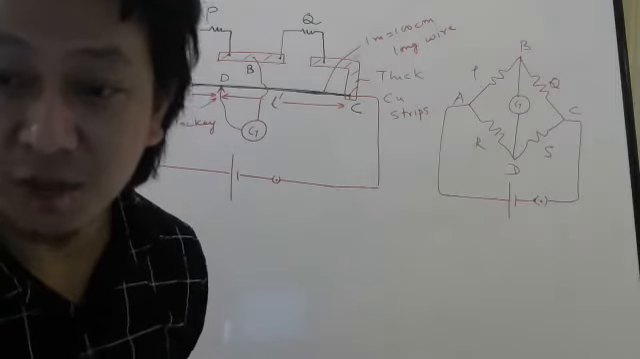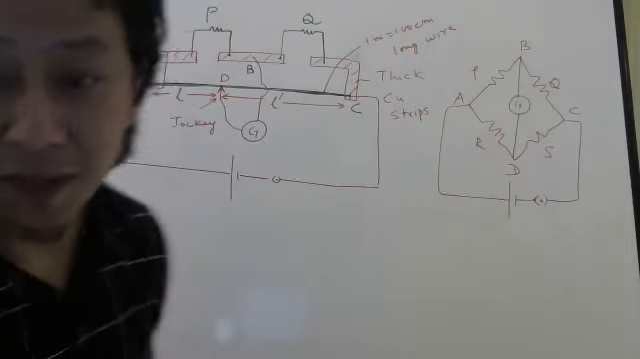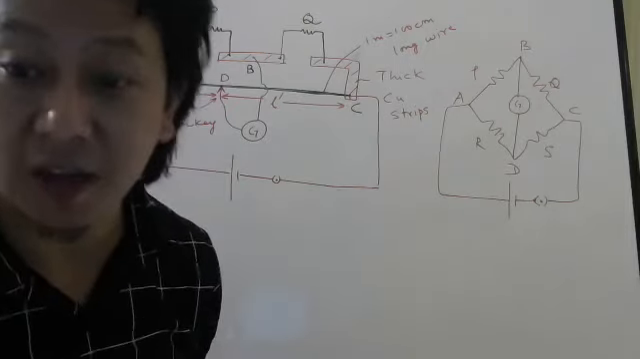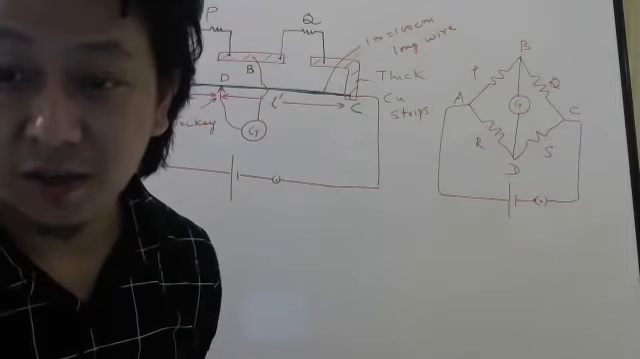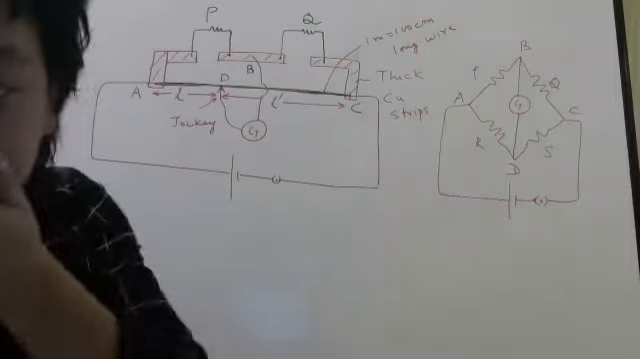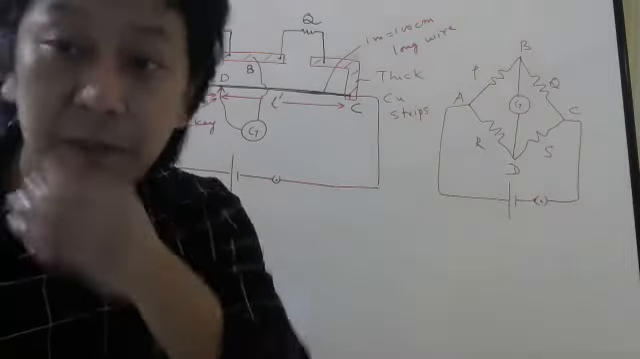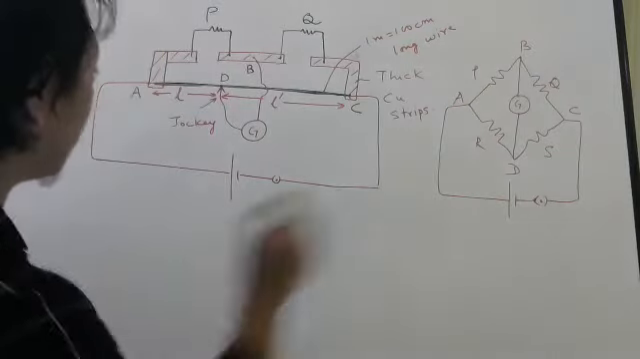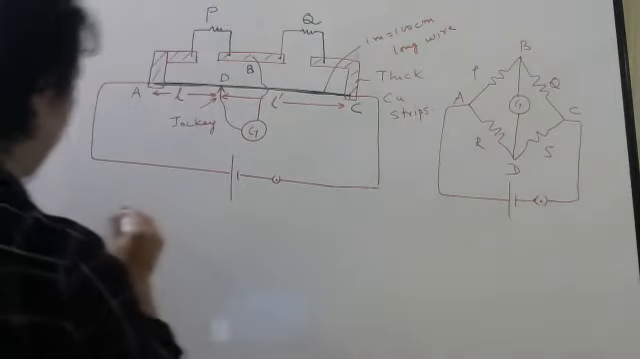When the galvanometer shows no deflection, that means no current will flow in the galvanometer. Understood or not? That is how you will come to know P by Q has become equal to R by S. So in the experiment, what we do, look here.